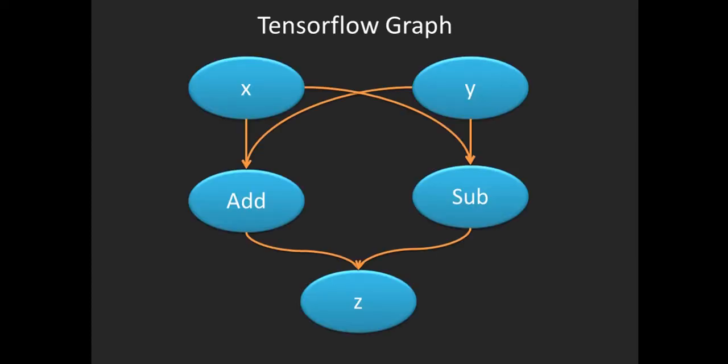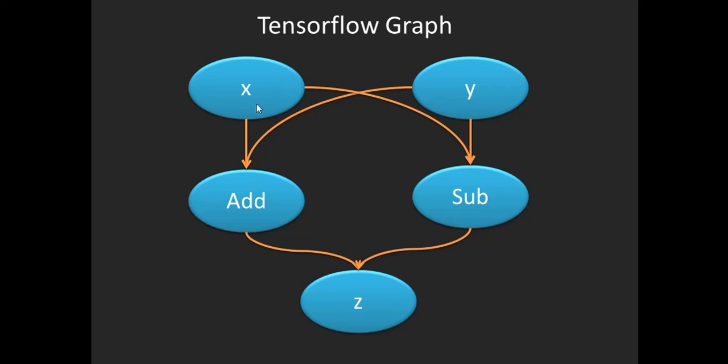So how does TensorFlow work, and why is it so popular? TensorFlow allows us to create data flow graphs. If you look at this, you can see how the data flows through the graph. Each node in the graph represents a mathematical operation.